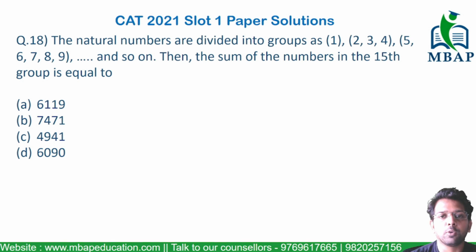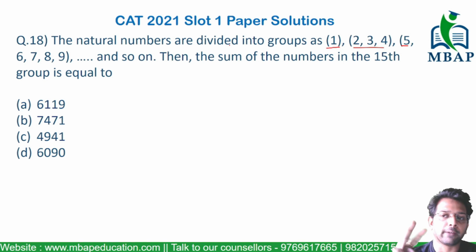The next question is from AP, and possibly it's a series and sequence based question. The question says, the natural numbers are divided into groups. Group 1 is 1, group 2 is 2, 3, 4, next is 5, 6, 7, 8, 9, and so on. The question is, find the sum of numbers in the 15th group.